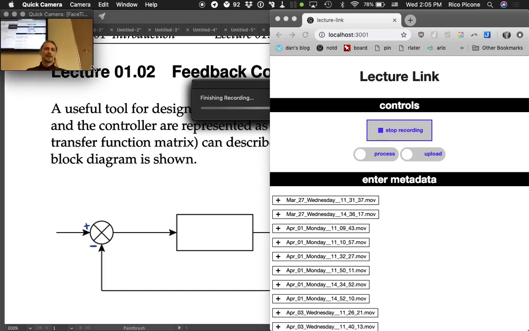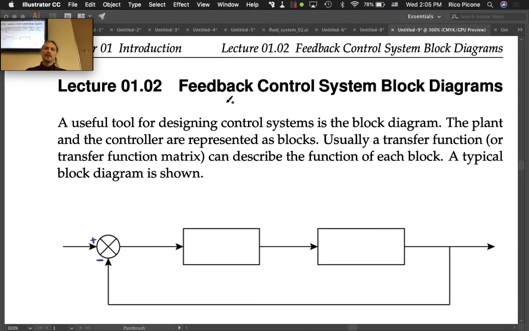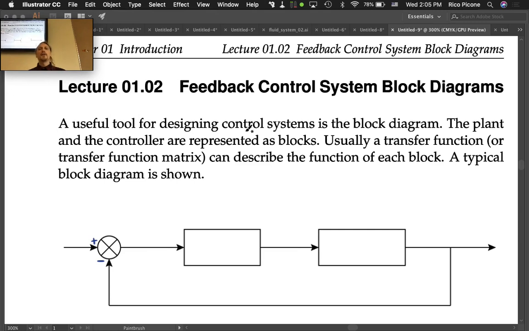So we are on lecture 1-2, feedback control system block diagrams. This is the last lecture of chapter 1, which is just sort of an introduction. So getting some sort of preliminary ideas introduced.